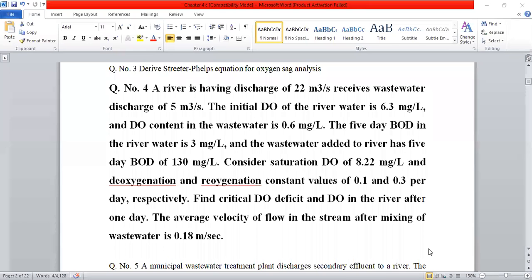I will share that question file. Find the critical dissolved oxygen deficit and dissolved oxygen in the river after 1 day. Critical dissolved oxygen deficit, we have determined that it is 8.121 milligram per liter. Now the next question is dissolved oxygen in the river after 1 day. How to calculate? Someone please tell me, or shall I display the formula? Okay, I will.